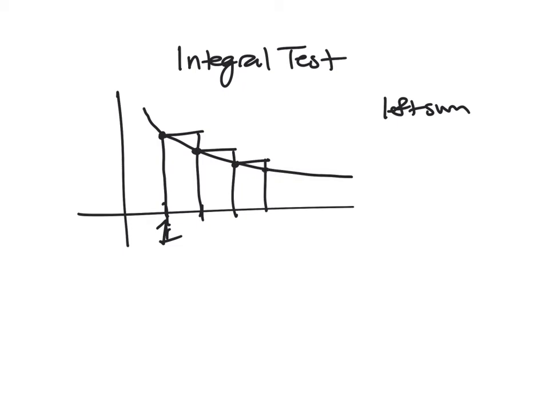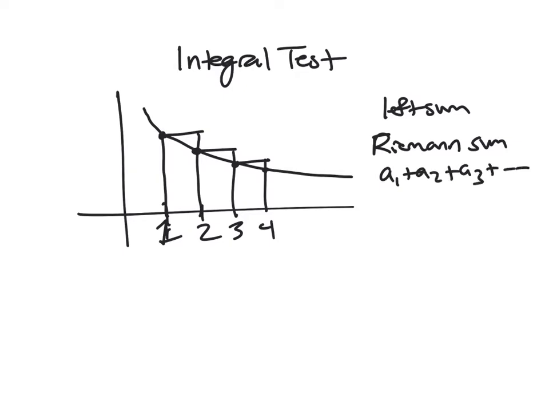Well, our Riemann sum is going to be exactly what? If we make all of these length 1, then our Riemann sum is exactly our series, right? Because a of 1 is a1, a of 2 is a2, and so on. And so our Riemann sum is exactly a1 plus a2 plus a3 because our widths are all 1. And so we get exactly our series.